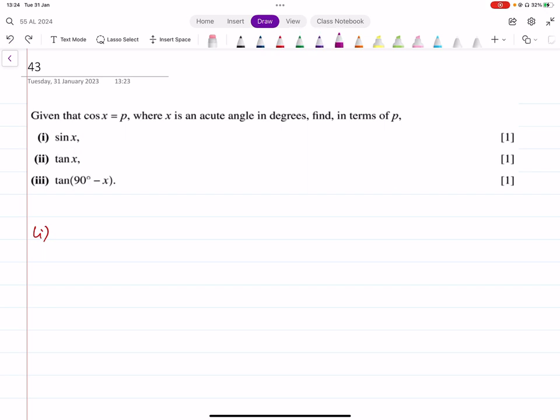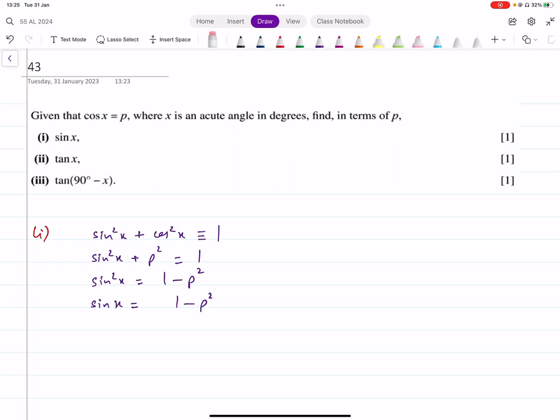How do you connect sine and cos? Sine square x plus cos square x is identical to 1. Right? Now, if cos of x is p, then cos square x would be p square. So sine square x plus p square equals 1, and sine square x therefore becomes 1 minus p square. Since you are looking for sine x, not sine square x, you take the square root on both sides, and that gives you square root of 1 minus p square.